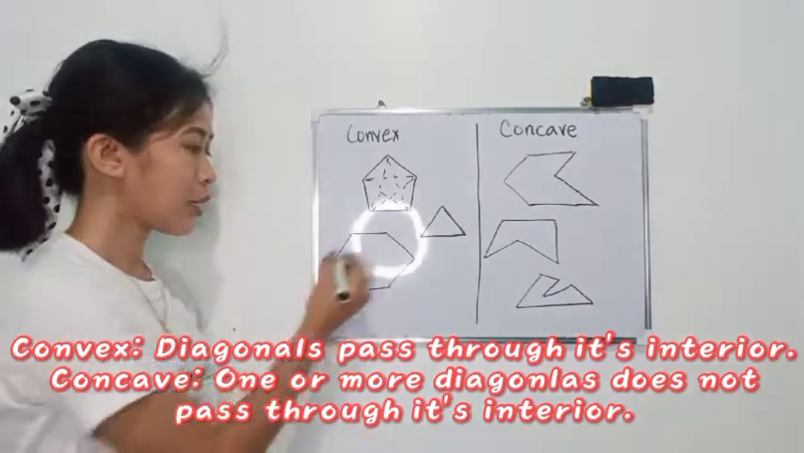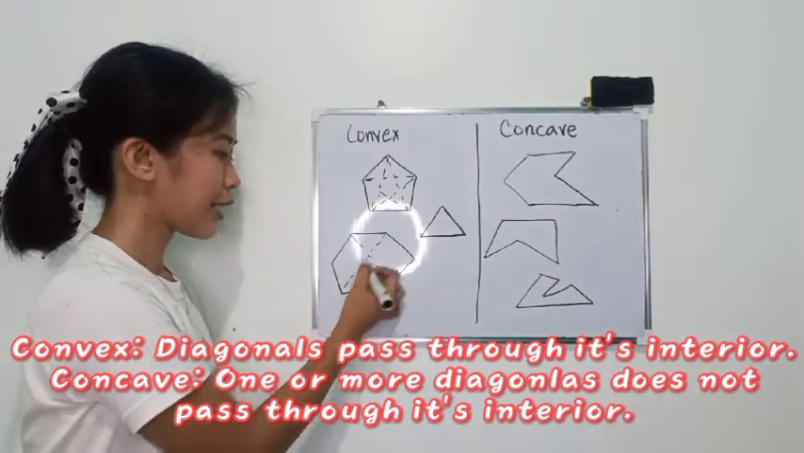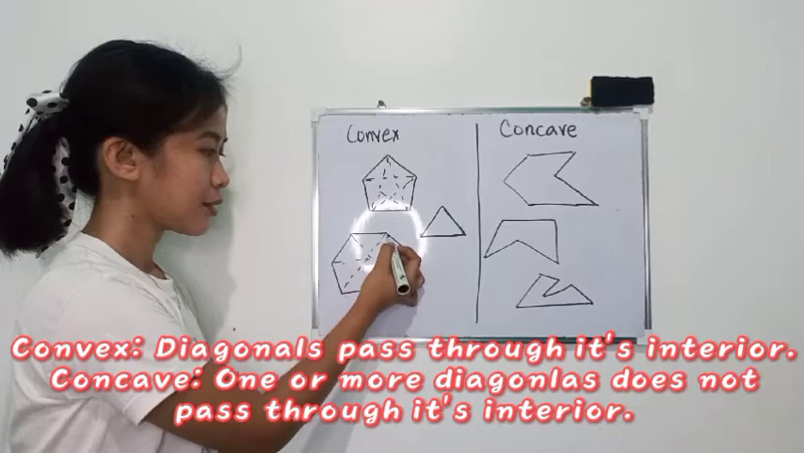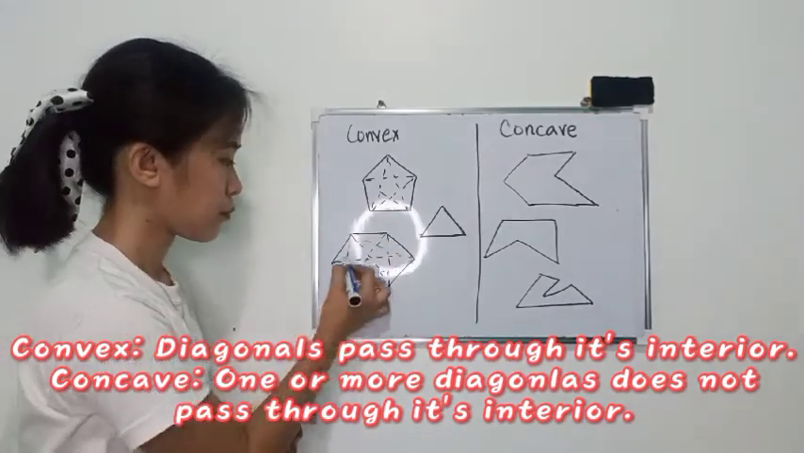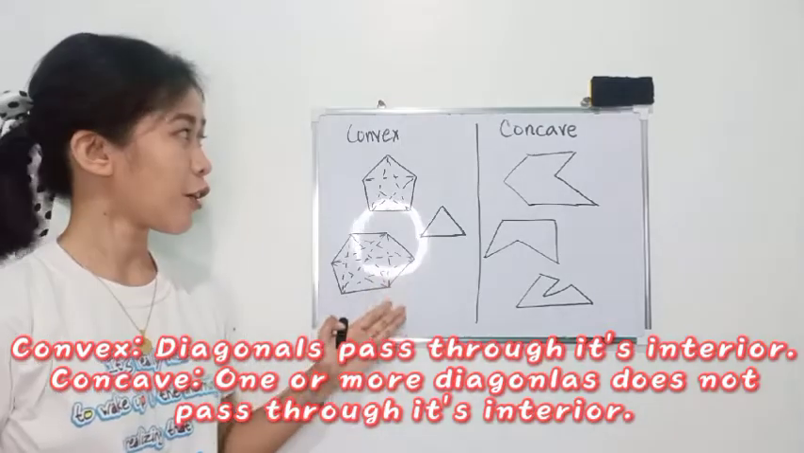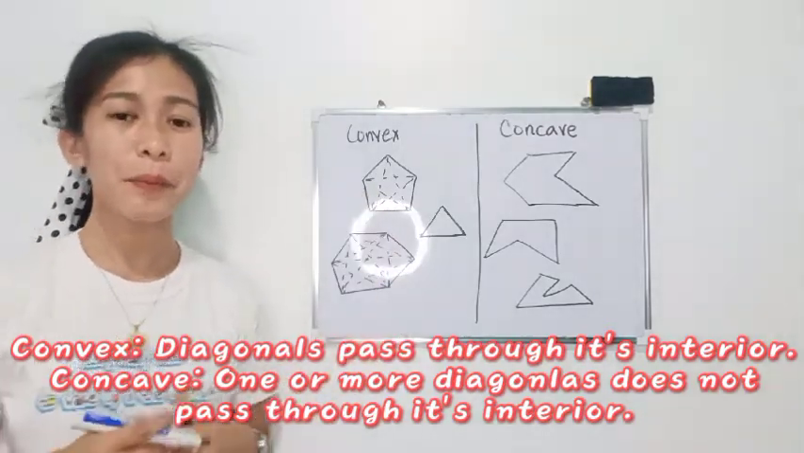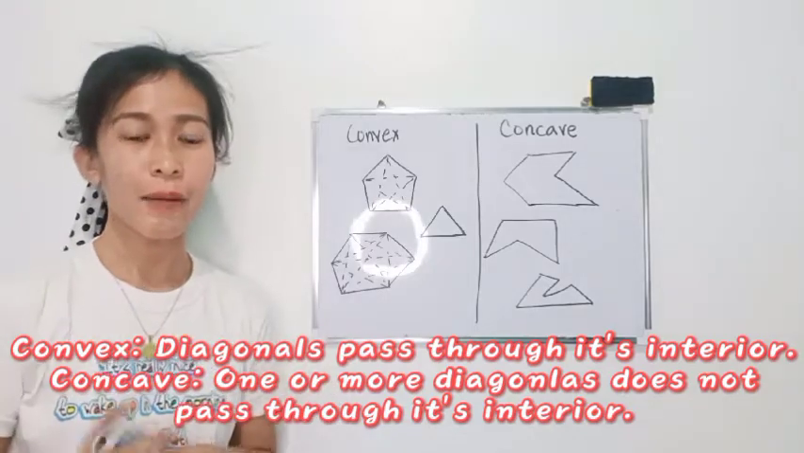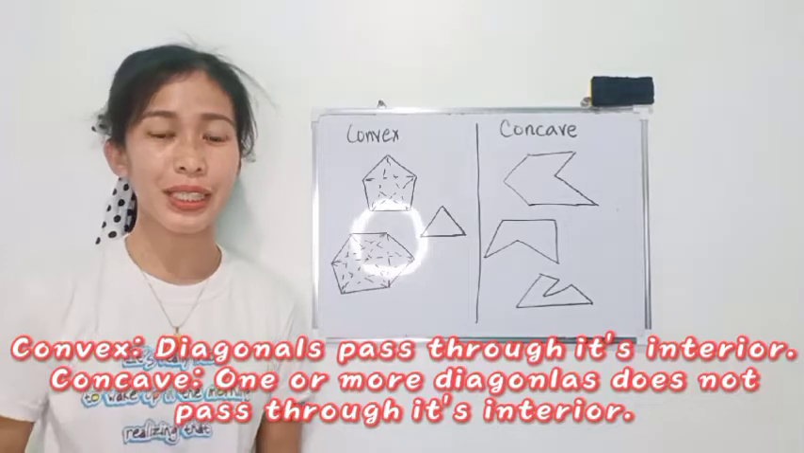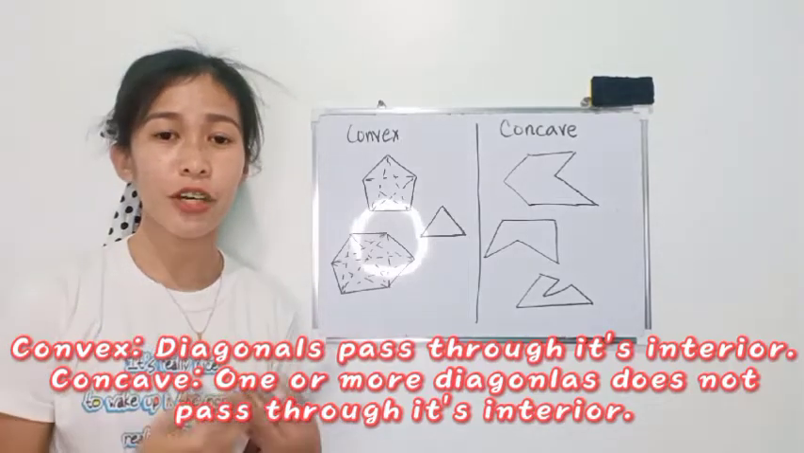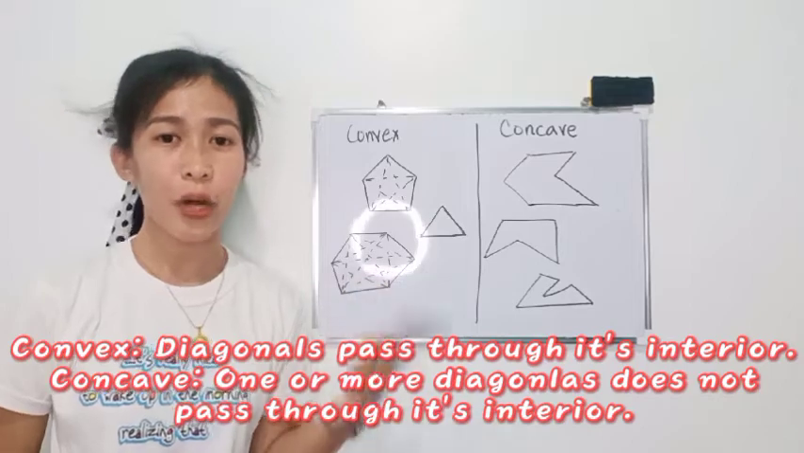And we have also here, ayan, nasa loob yung kanyang diagonals, tama? Ayan. Okay? So, therefore, these are a convex polygon. And marami pang mga shapes, no? Na convex and concave. So, kailangan alam natin yung properties nila in able for us to find or to identify what is a convex or a concave polygon.